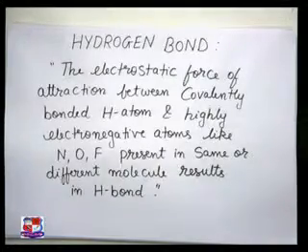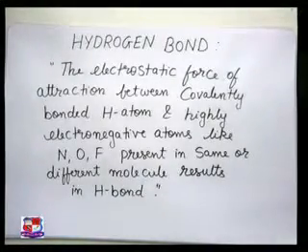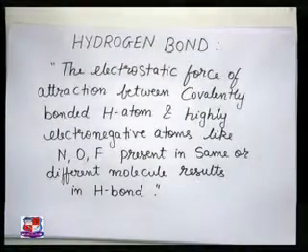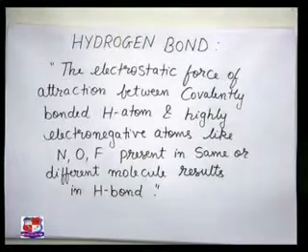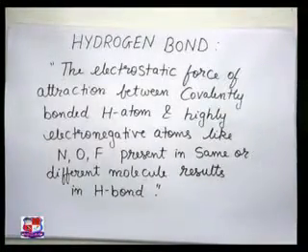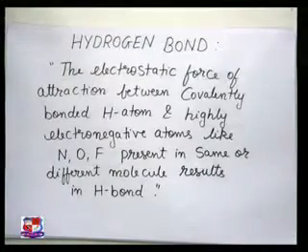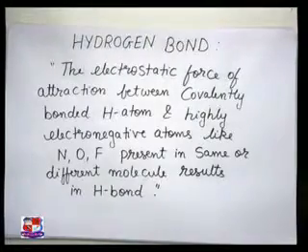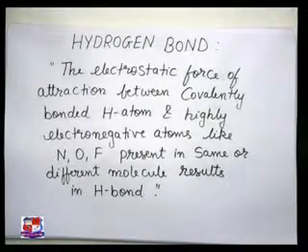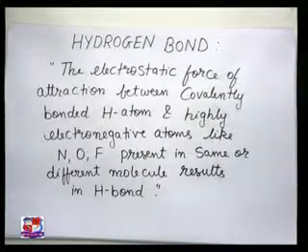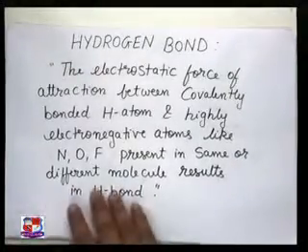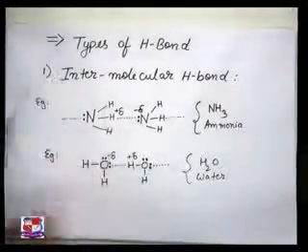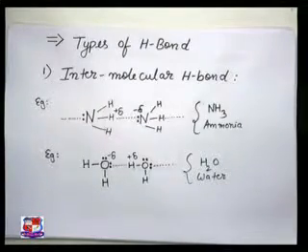Now we can understand this definition: we have an electropositive atom, your hydrogen atom. Due to electrostatic force, it will form a bond with electronegative atoms, nitrogen, oxygen, fluorine, which may be present in the same molecule or in a different molecule. Now let us take an example to solve the case. You can see very clearly there are basically two types of hydrogen bonding.